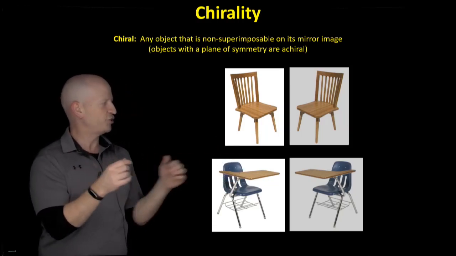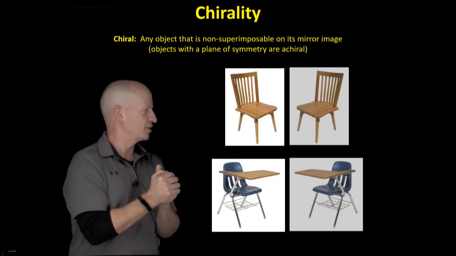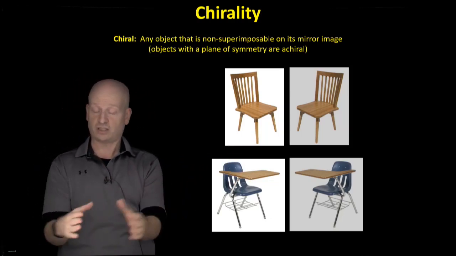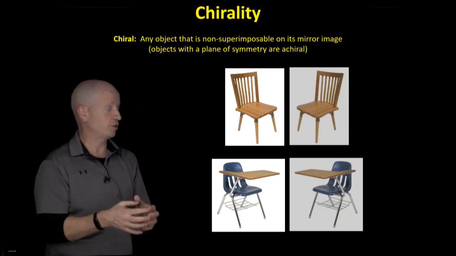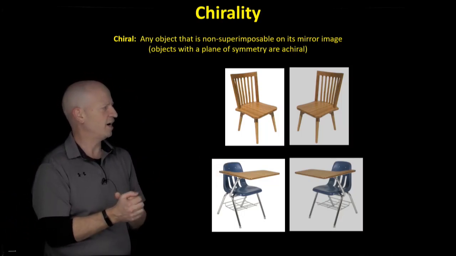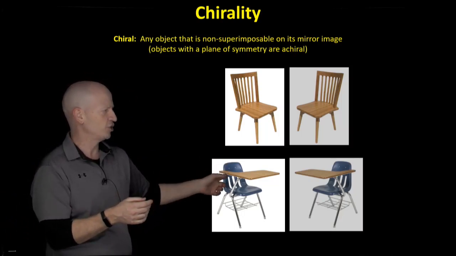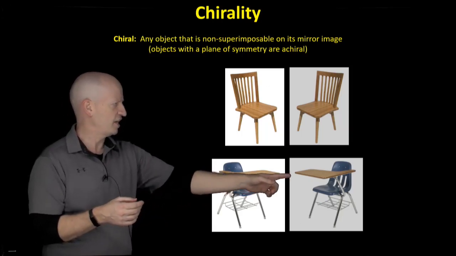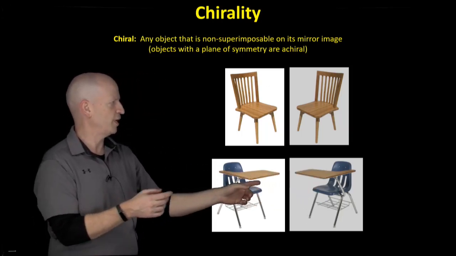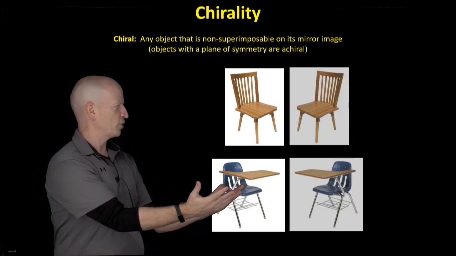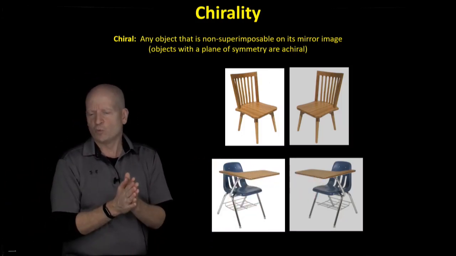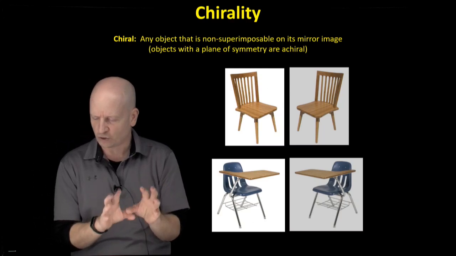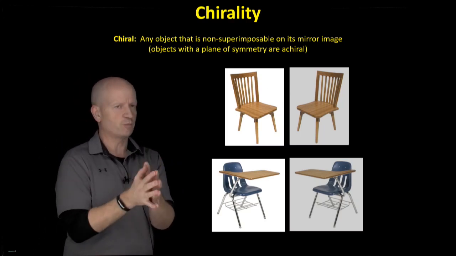Now if we compare that to this desk, which is a chair plus this side table, that's actually a chiral object, because now the mirror image is not the same as the original object. If you imagine swinging the mirror image around and lining it up with the chair, the desks will be on different sides.